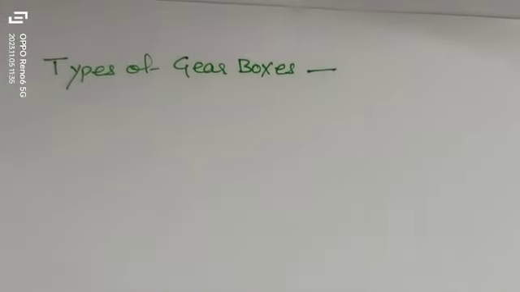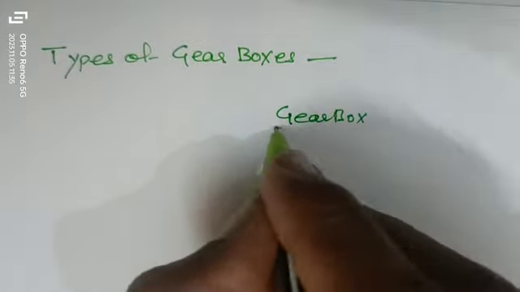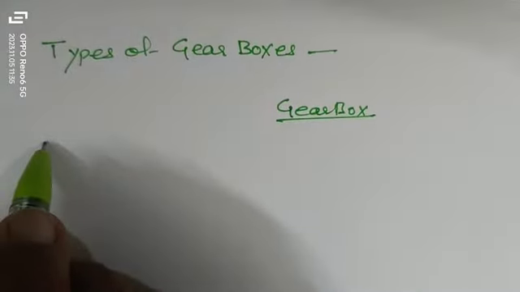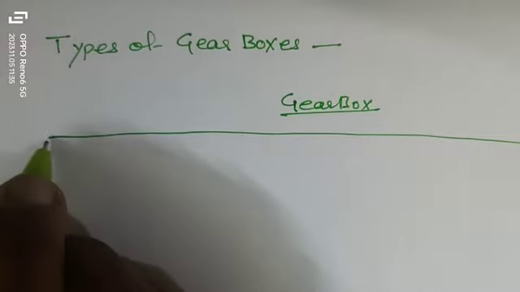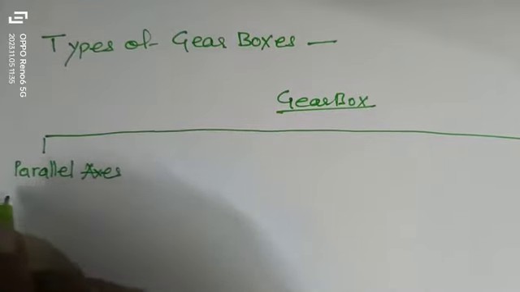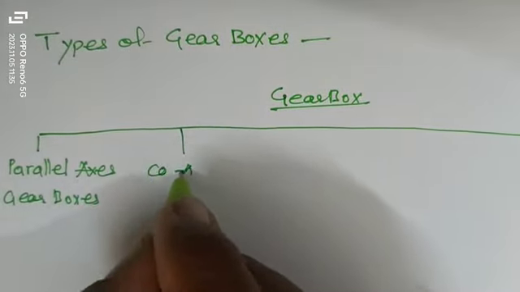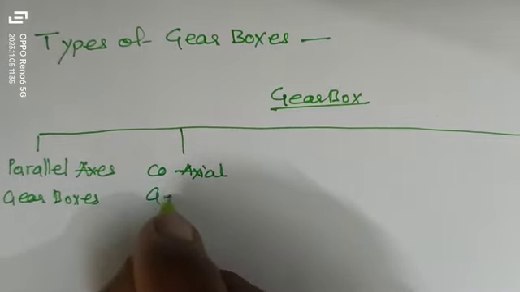Now we'll move toward the types of gearboxes. Here there are four types mainly. First, parallel axis gearboxes. Second, coaxial gearboxes.